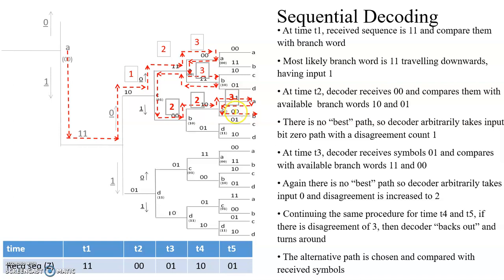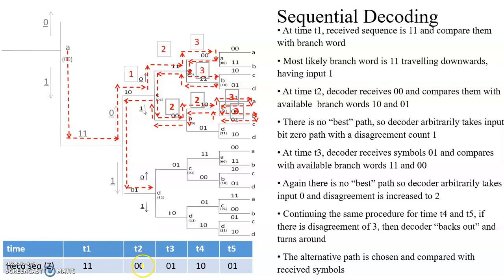Again if we compare this 0, 0 output with receive sequence 0, 1, the disagreement count is 3, so we turn around and we are not going for this one, because this 0, 1 and 1, 0, here both the bits are different, so disagreement count over here will be 2 plus 2, which will be 4. So we are not going for this path. We are choosing the lower path here.